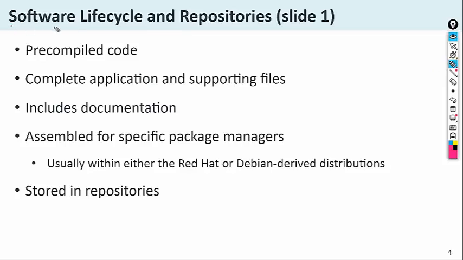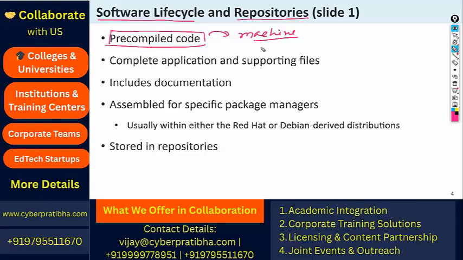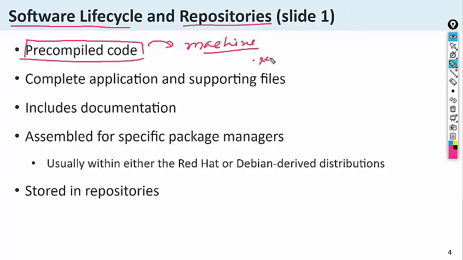So what is the life cycle of the software and the repository of this? What is the repository? So software life cycle is pre-compiled source code. Pre-compiled source code means the source code has been converted or generated into a machine readable format. So this machine readable format, can we read these files? For example, there are some files having the .exe extension. So exe can run easily on the Windows operating system.